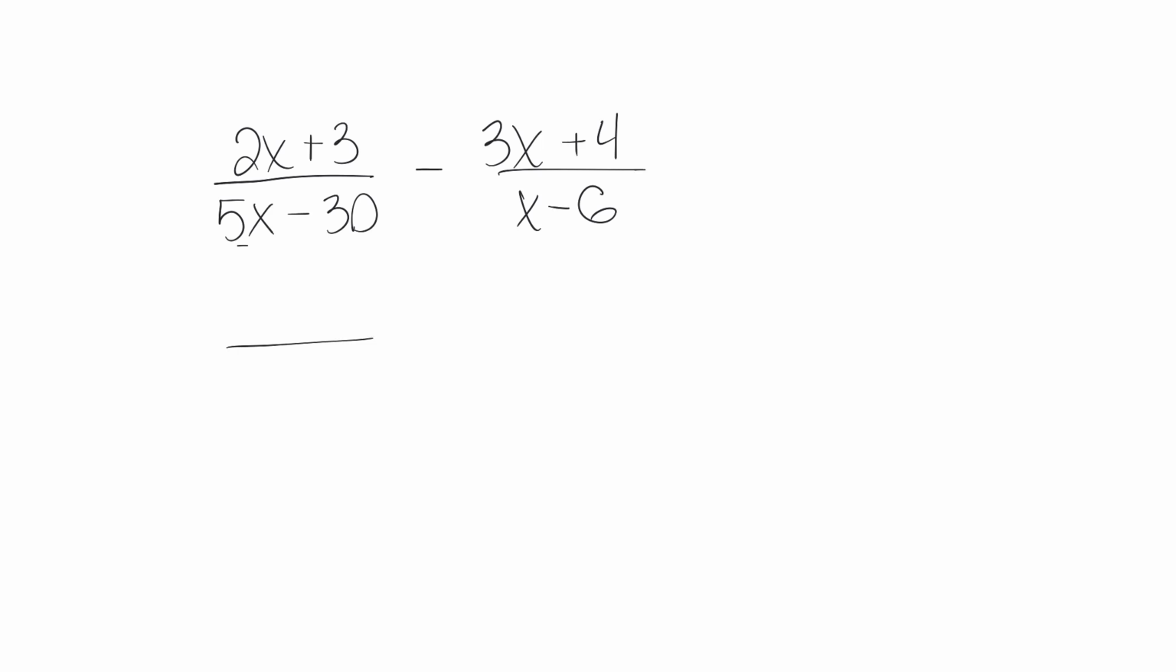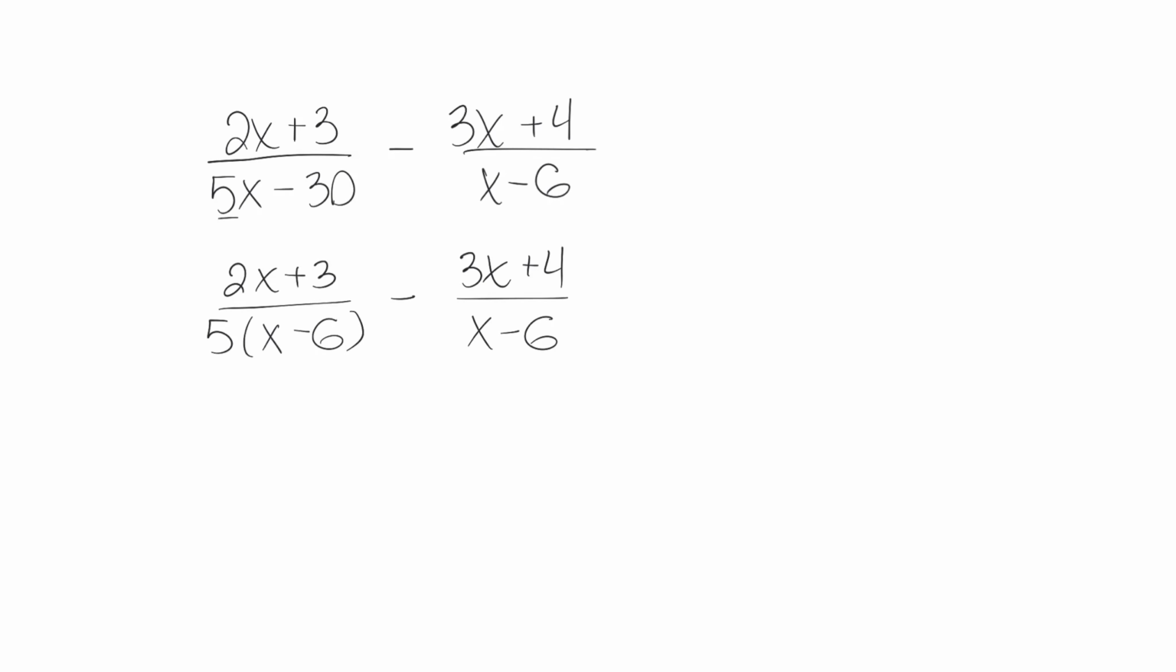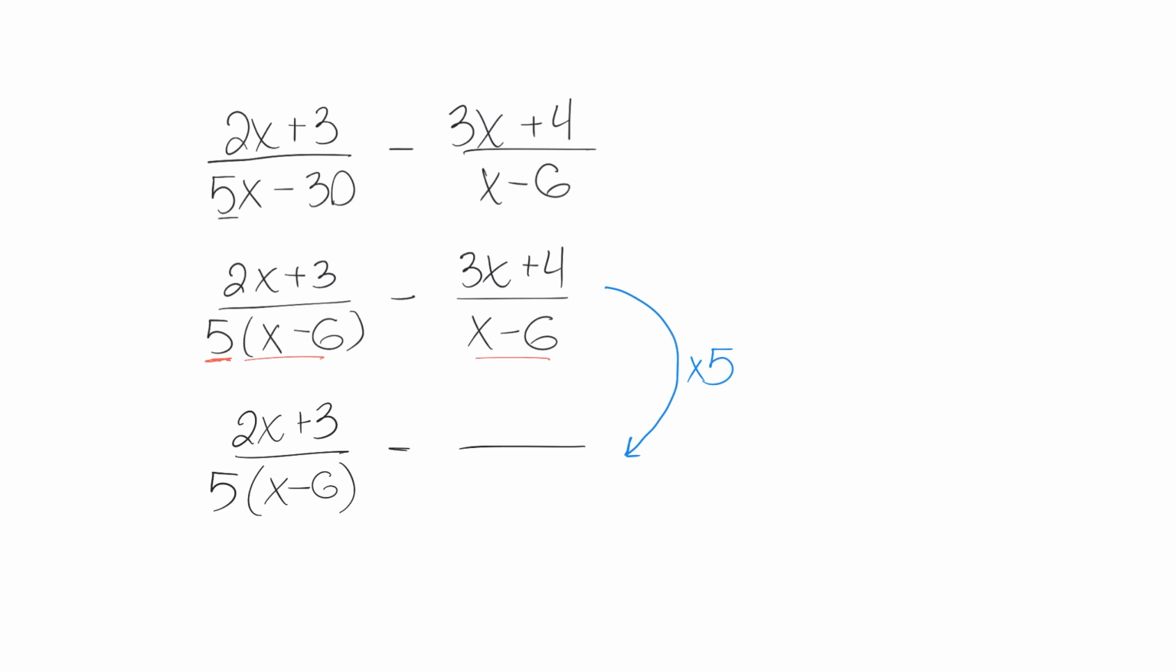So this has a 5 in common. So if I factor out a 5, I do, sure enough, get x minus 6. The 2x plus 3 is still in the top. The 3x plus 4 is here, and my x minus 6 is here. So now the question is, what's the difference here? They both have an x minus 6, but this one has a 5. So over here, I need to multiply this whole thing by 5. This still hasn't changed. Haven't done a single thing to it. But over here, I'm going to multiply by 5.